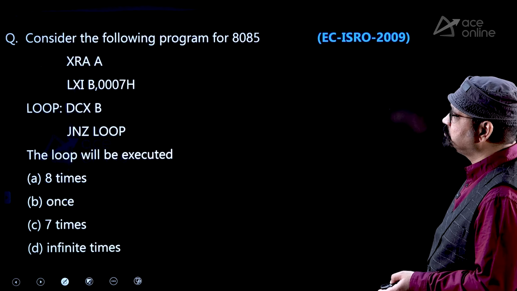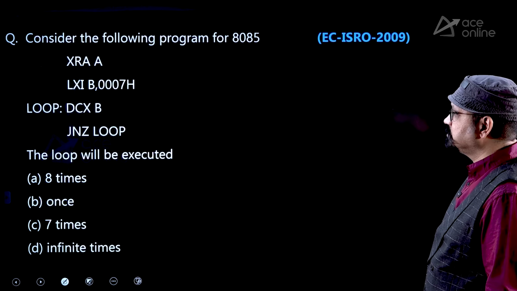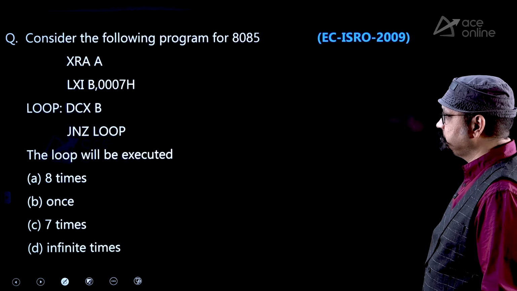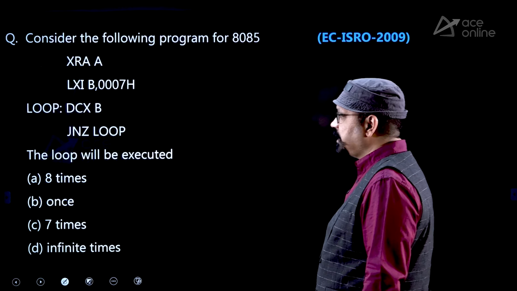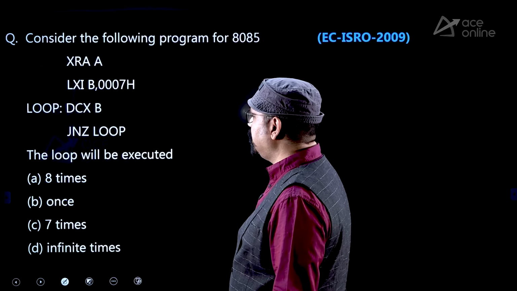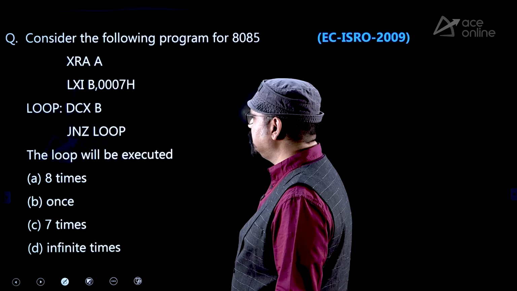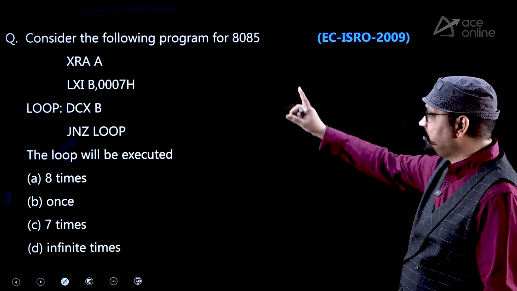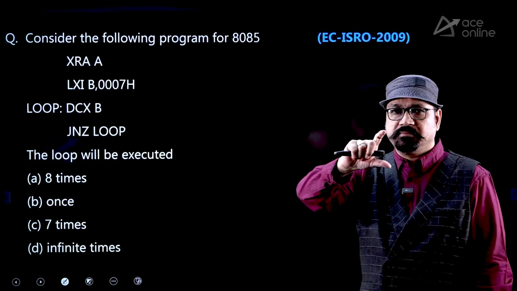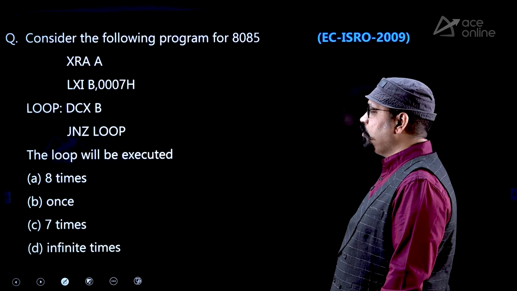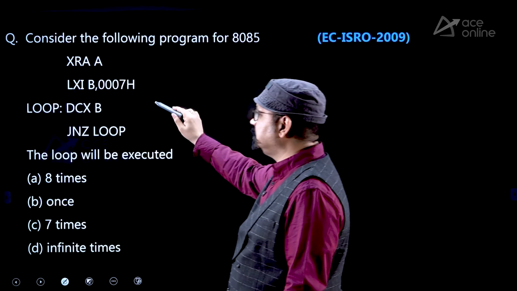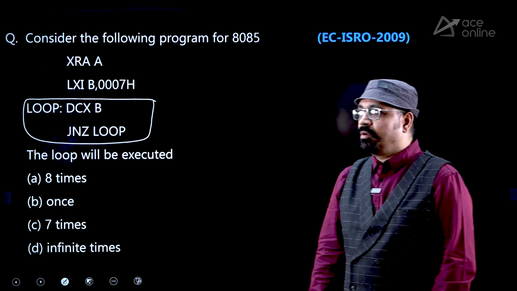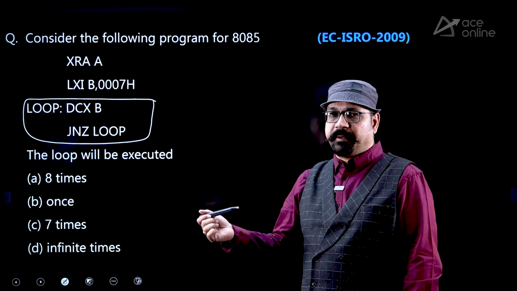One more. Please read this. Consider the following program for 8085: XRA A, LXI B comma 0007 hexa, DCX B, JNZ loop. Small program, 1, 2, 3, 4 lines are there. The loop will be executed. Loop in the sense what? These are the 2 instructions that are inside the loop. Loop is a label given here.